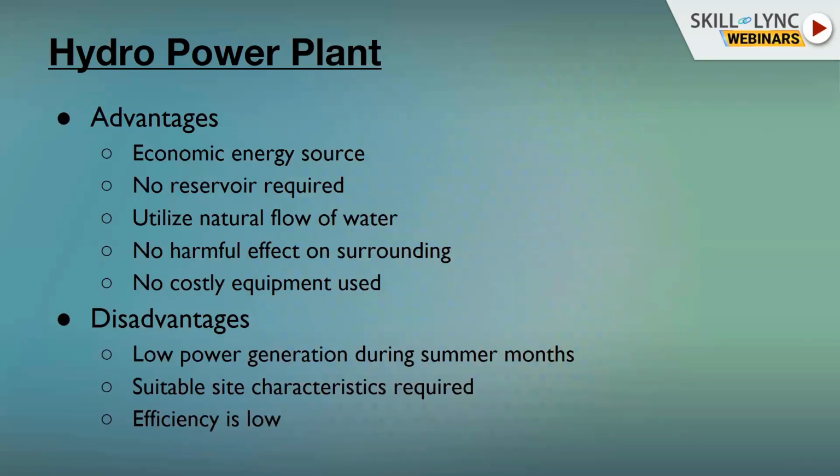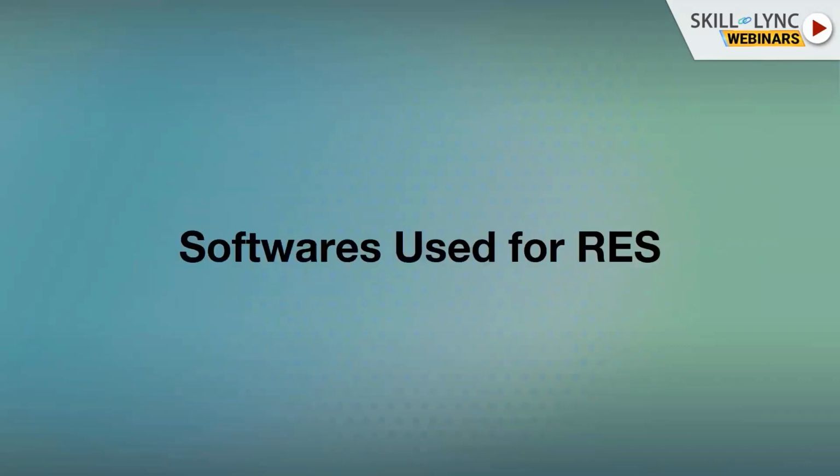These are the small points. You can read them: economical, reservoir and utilization, no harmful effect, and no costlier equipment. And the disadvantages are low power generation, the need for a suitable site, and low efficiency, because all over the year we can't get water in that particular reservoir. So we can't produce electrical energy throughout the year in some areas. That's what they are mentioning.